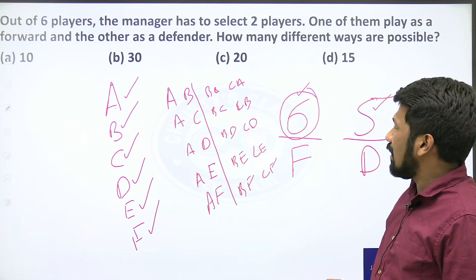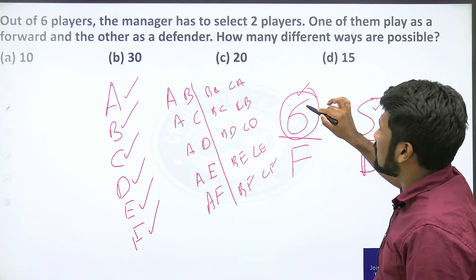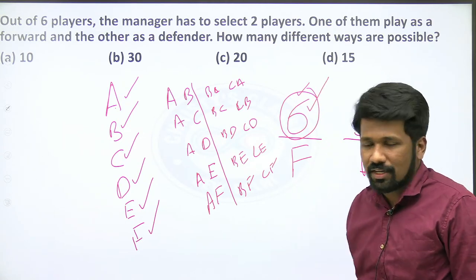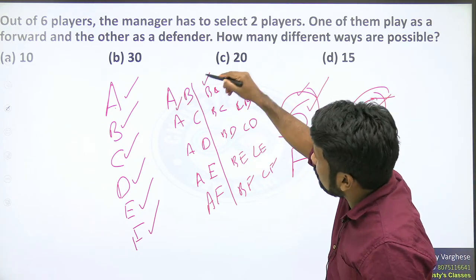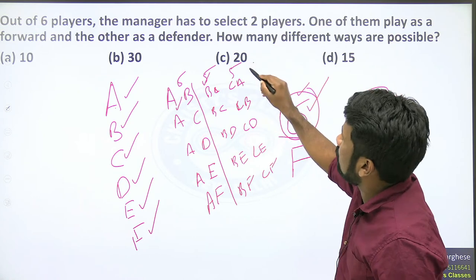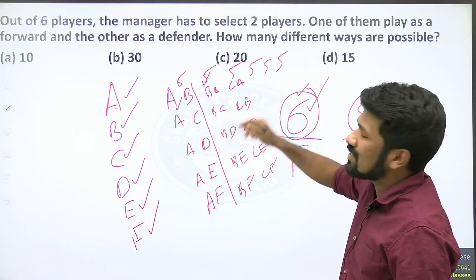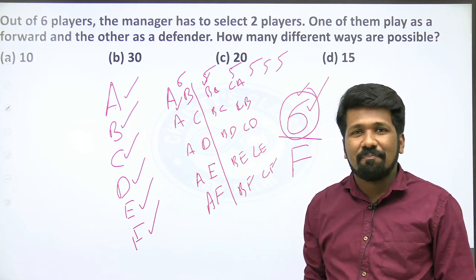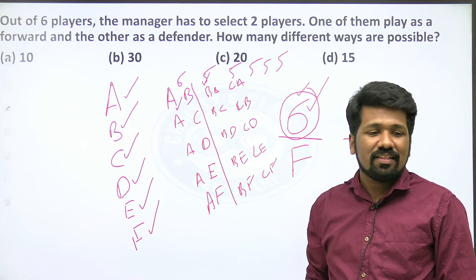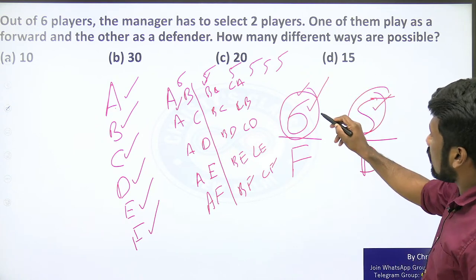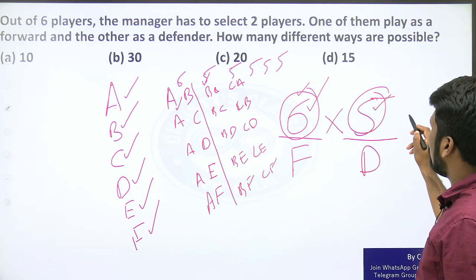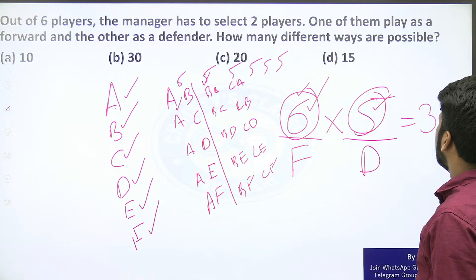So what we can generalize: for each of these six forward possibilities, there are five possibilities. That is 5 + 5 + 5 + 5 + 5 + 5, six times. Multiplication is repetitive addition. That is nothing but the fundamental principle of counting, the multiplication rule. So for each of the six ways, there are five ways. 6 × 5, 30 ways are there.